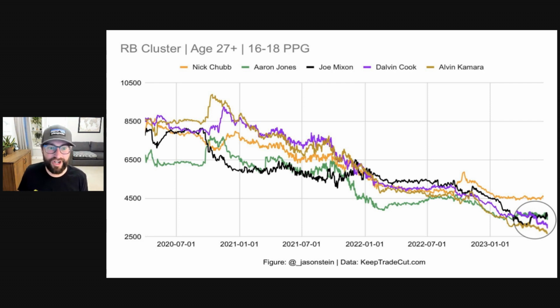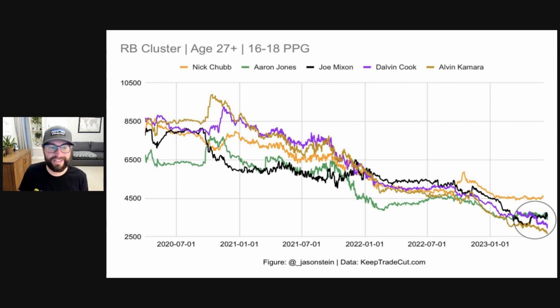In addition to Chubb right now, Alvin Kamara, Dalvin Cook, and Joe Mixon have all spent time at the top of this cluster from a KTC perspective. So these guys have all oscillated to some of them being at the top of the group. But their prices have been pushed down for various reasons. Kamara and Mixon are dealing with legal issues, and there is uncertainty in Cook's team situation for next year.